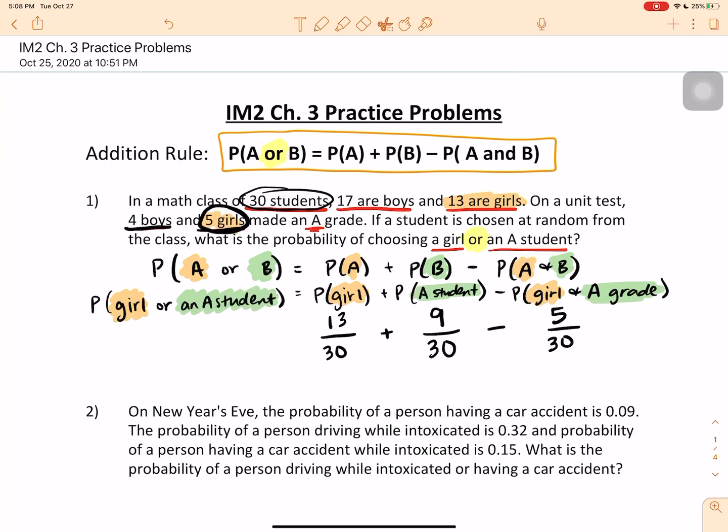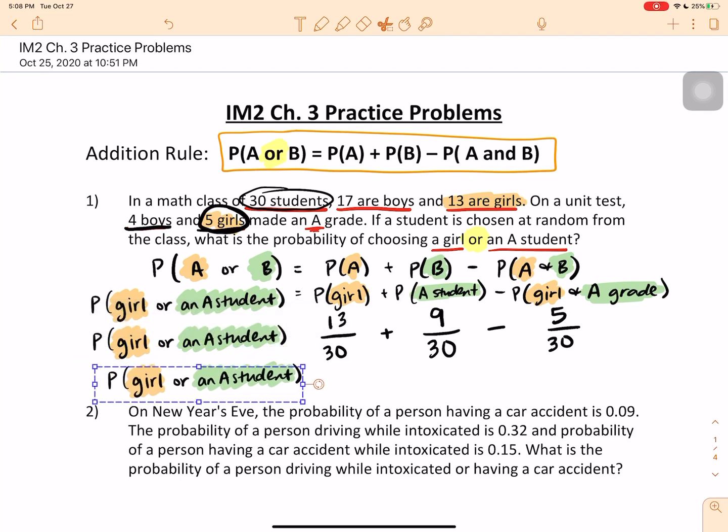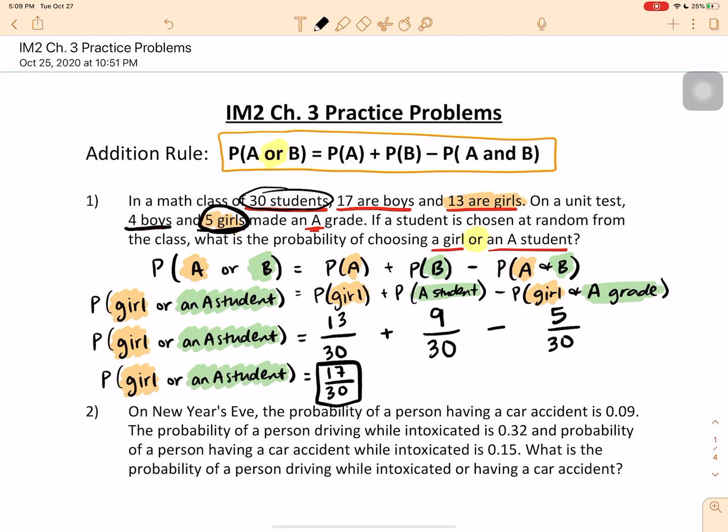So this is going to tell us the answer. If we add 13 plus 9, we get 22, minus 5. This is going to be a 17 out of 30 chance that we get either a girl or a student who got an A on the test. Again, the only reason we subtracted this was because that 5 was counted in the total number of girls, and the 5 girls who got an A was counted here. That would have been double counting those two probabilities, a girl and an A student. So this answer is 17 out of 30.